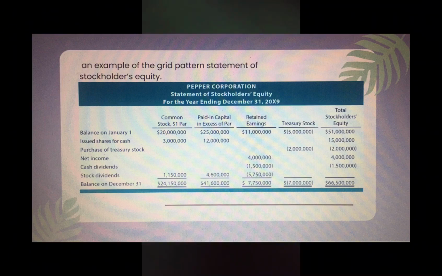And here is the total of the stockholders' equity. In the beginning of the period, on January 1, it has a total of 51 million. And at the end of the period, which is on December 31, we have a total of 66,500,000. So the stockholders' equity balance increases from 51 million to 66,500,000 at the end of the period.